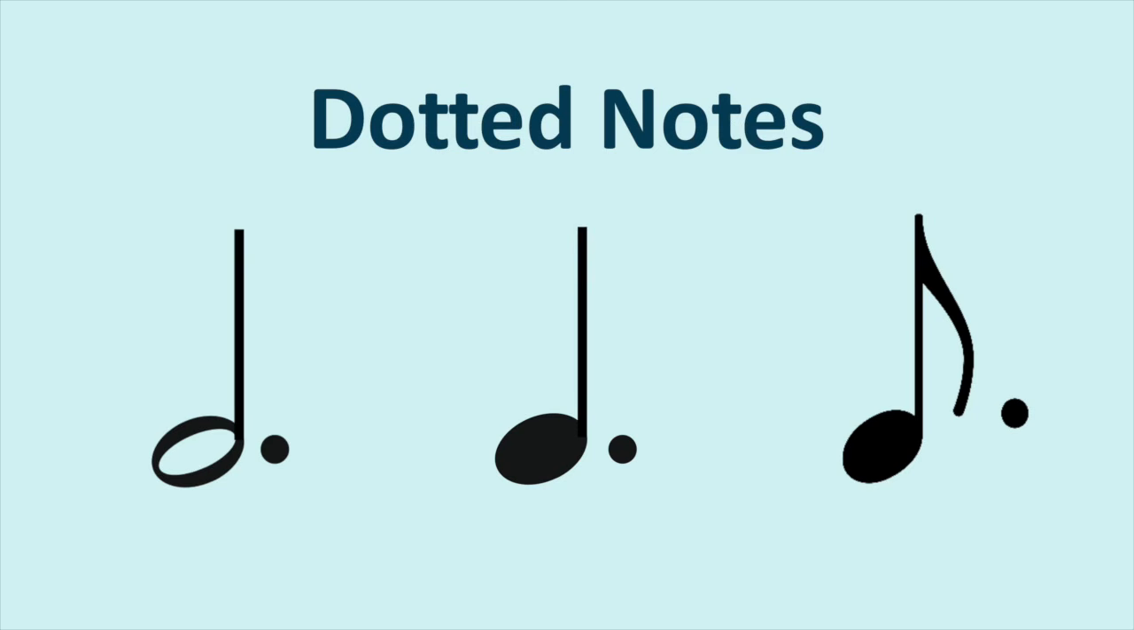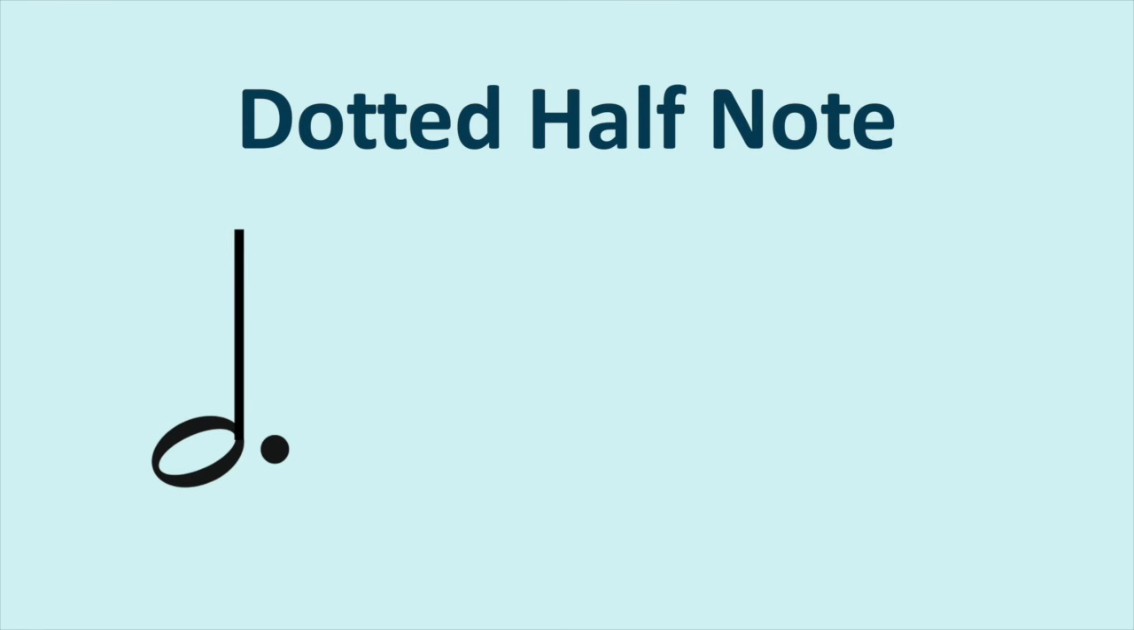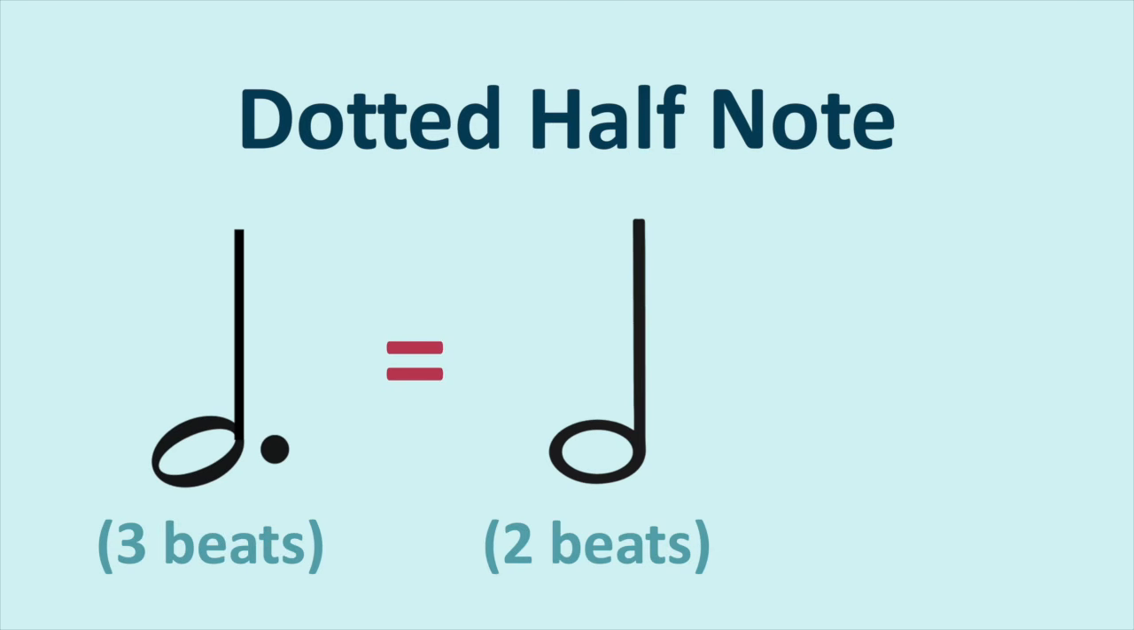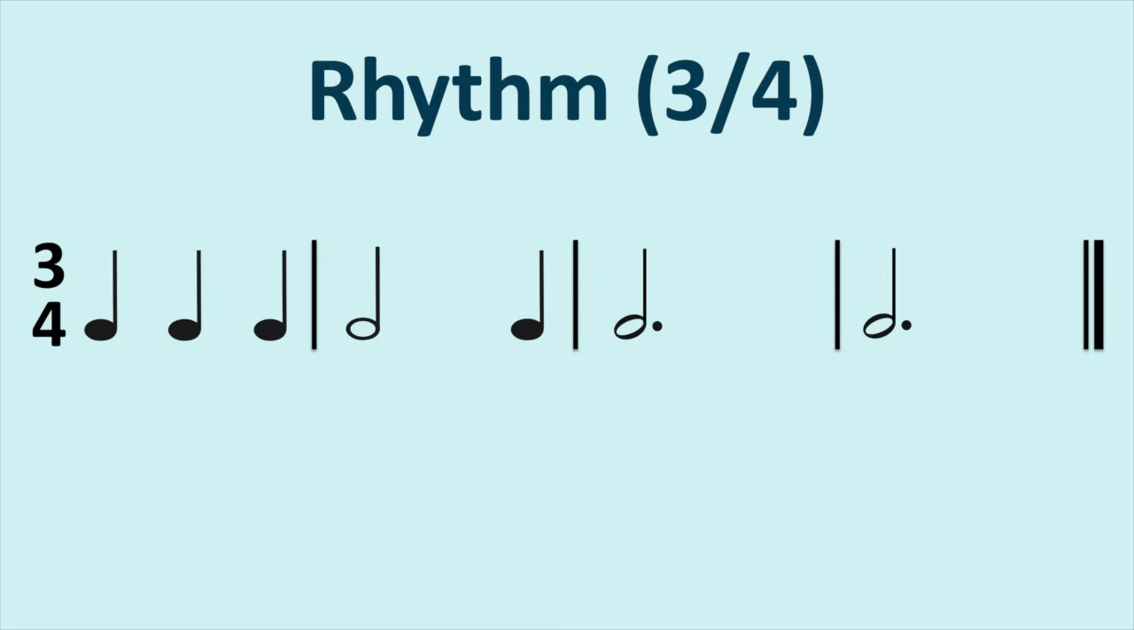Sometimes you will see dotted notes. When a dot is placed after a note, an extra half of the note's original length is added. For example, in this dotted half note, the duration is 3 beats. The half note itself lasts for 2 beats, and the dot adds half of the value of the note, and half of 2 is 1, so the dot adds 1 beat. 2 plus 1 equals 3 beats. In the following measures, the rhythm is 1, 2, 3.